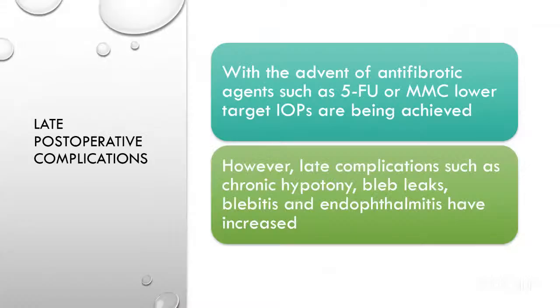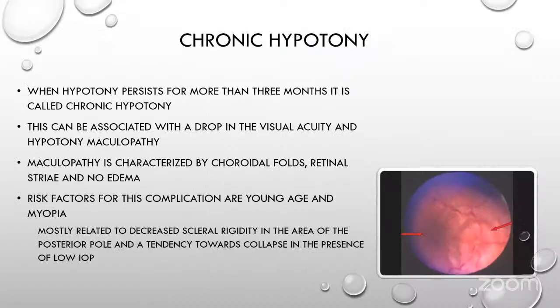Late post-operative complications. With the advent of anti-fibrotic agents that we all know, we are achieving better intraocular pressure. However, with this better intraocular pressure control, there are now increased risks of late complications, such as chronic hypotony, bleb leaks, blebitis, or outright endophthalmitis, whose occurrence has been shown to increase. So chronic hypotony is not early hypotony, but hypotony that occurs at a later stage and remains for more than 3 months. That's when you define the hypotony to be chronic.